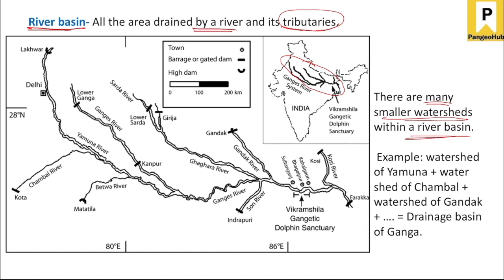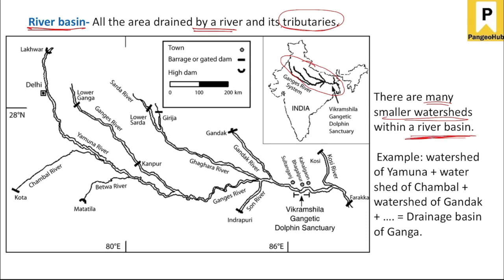Previously I have told you that it is not necessary that a watershed will end up in a sea or ocean. It generally happens that some watersheds combine to form a larger watershed. That larger watershed is called a river basin.